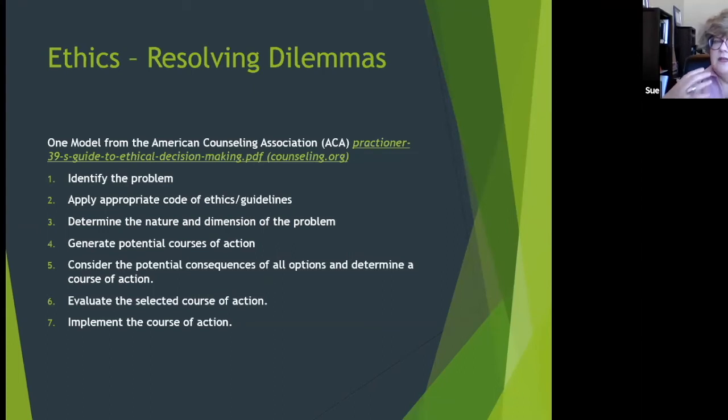So identifying the problem can be important to really clarify what it is that I'm dealing with here, and is it an ethics situation? What exactly is this? For many dilemmas, it's multifaceted. Usually it's not just one thing. So really being able to sit and think about what it is that I'm dealing with, and why is this a problem?